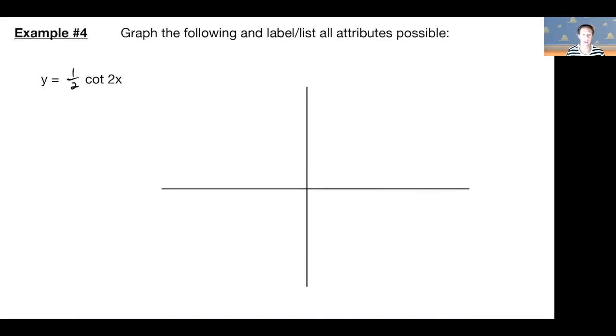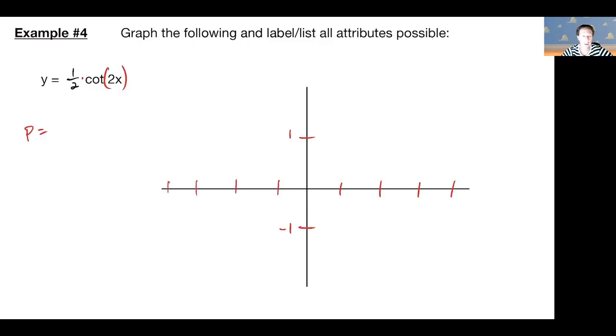All right, hopefully you're getting the hang of this. Let's try a few more, going a little bit quicker. How can we do this for example 4? Go ahead and pause it, give it a try. See if you can draw the parent graph, and then from there, graph these two little additional pieces, the 2 that's going to affect the x, and the 1/2 that is going to affect the y.